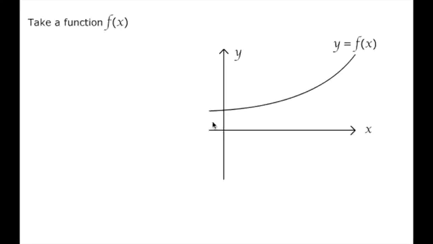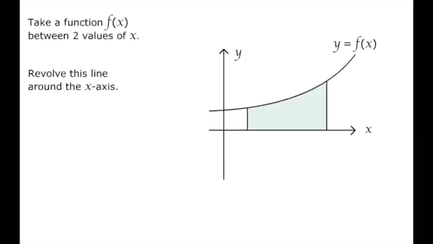So let's start off by imagining we've got a function that looks like this, and we have 2 values, which we can call a and b. What we've looked at so far is how we could use integration to find the area between those 2 points.